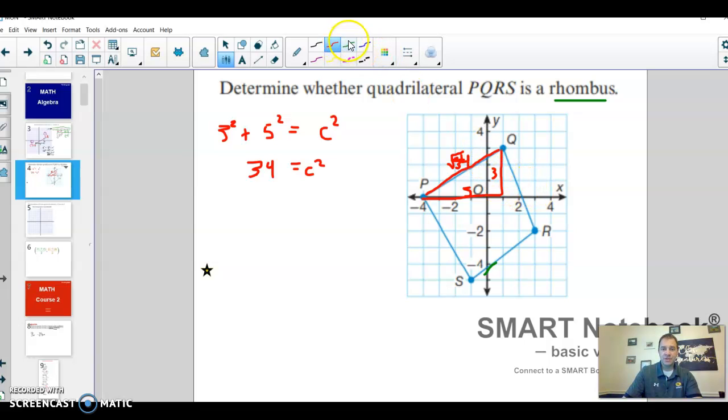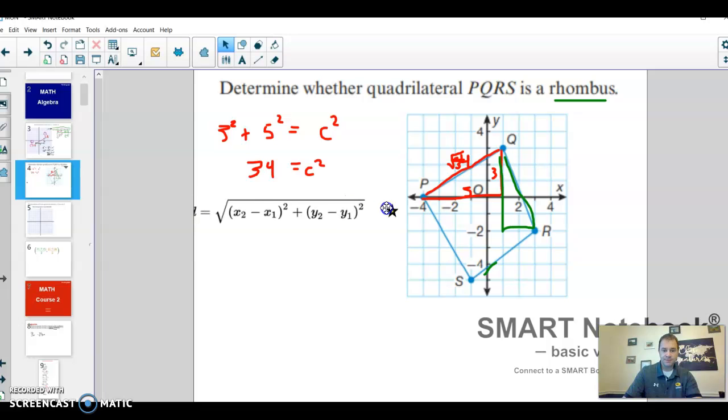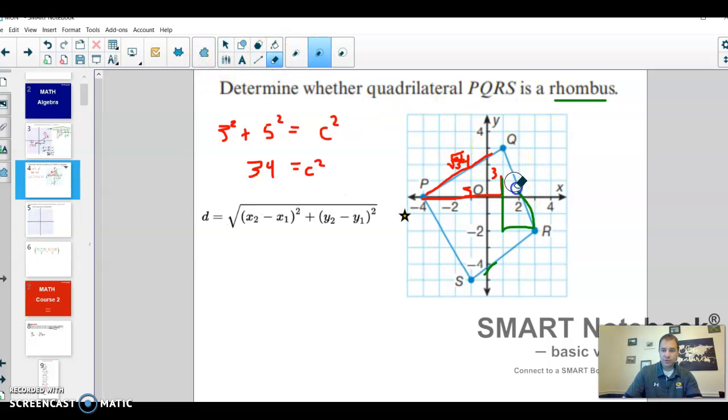Okay, I could do the same thing if I'm looking for QR. I could create a right triangle here with QR, and I could try to solve for that and see if I get square root of 34. But instead, let's try to use the distance formula. And the distance formula, remember, looks like this. As we use the distance formula, at first you're probably looking at this going, I don't want to use the distance formula. I already know the Pythagorean theorem. I'm just going to use that.